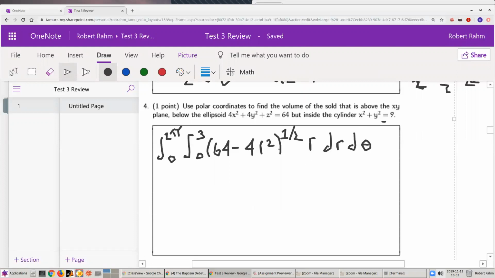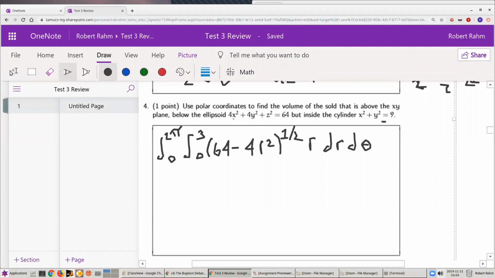Now this part right here, what we've done is we've solved for z in terms of x squared and y squared, and then converted to polar coordinates. So if you solve this for z in terms of x and y, this says that z is equal to plus or minus the square root of 64 minus 4x squared minus 4y squared. We take the positive square root because it is below the ellipsoid, so it's in between the xy plane and the ellipsoid. So that means we need to take the positive square root.